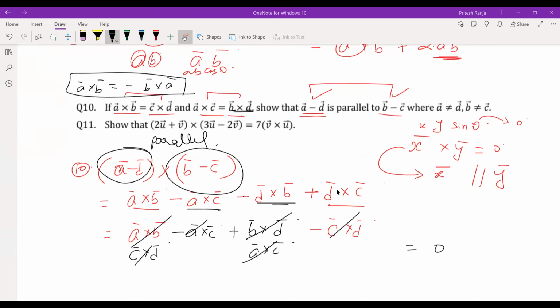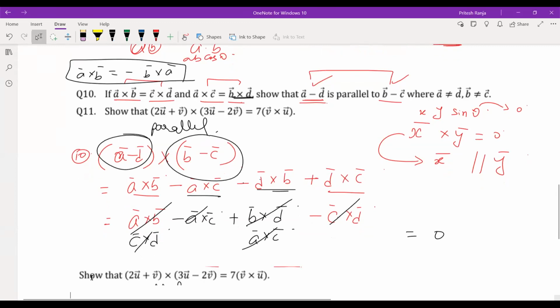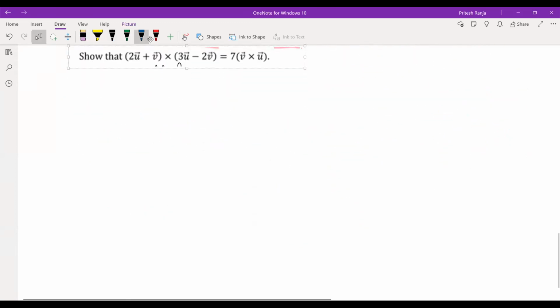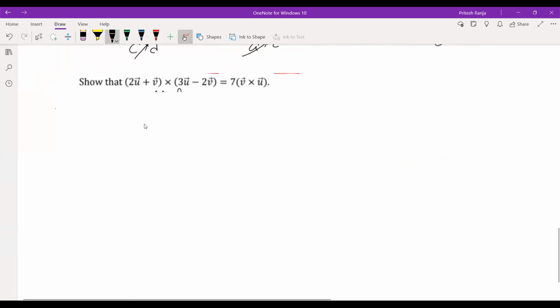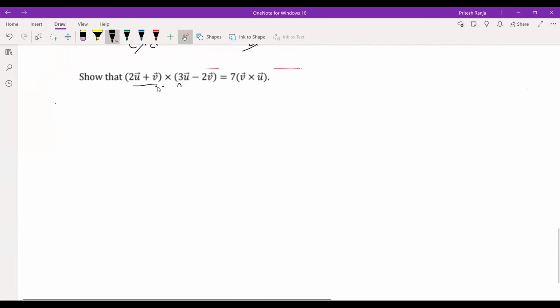Okay, next one we will do number 11. This is also similar to what we did now. Let me expand this number 11. Show that this cross, this doesn't mean multiplication. Whenever you see this in vectors, it means dot and cross. So this vector cross this vector is 7 v cross u, you have to find out. So just expand it mathematically.